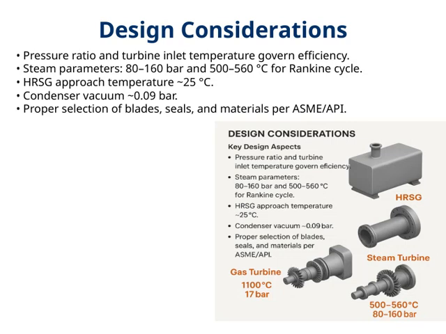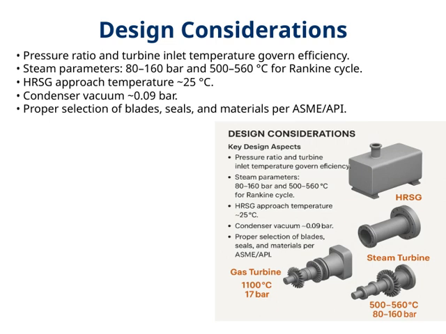Let's delve into some key design considerations for our system. First, the pressure ratio and turbine inlet temperature are crucial because they directly govern the efficiency of the cycle. Higher inlet temperatures and optimal pressure ratios help us extract more work from the steam.